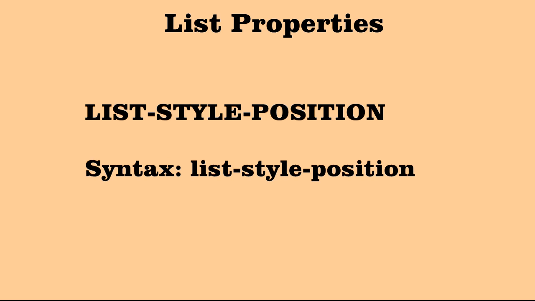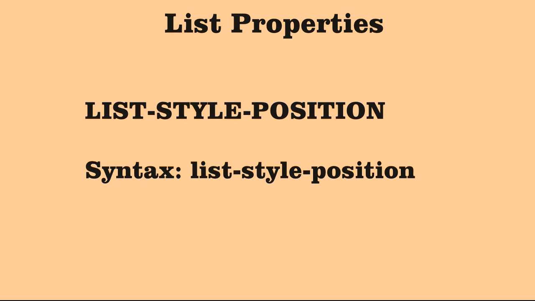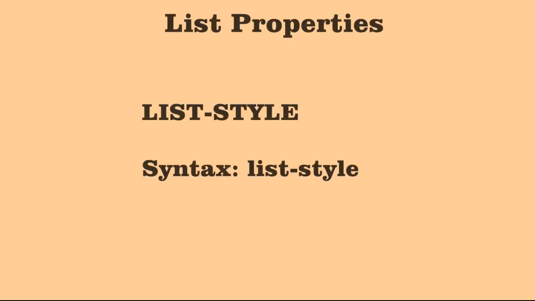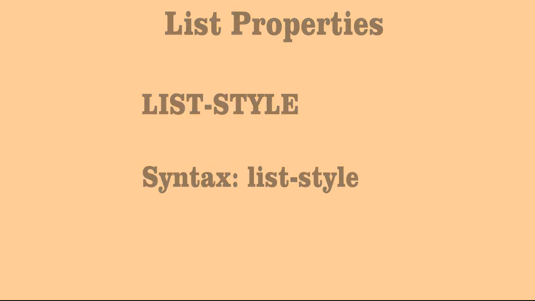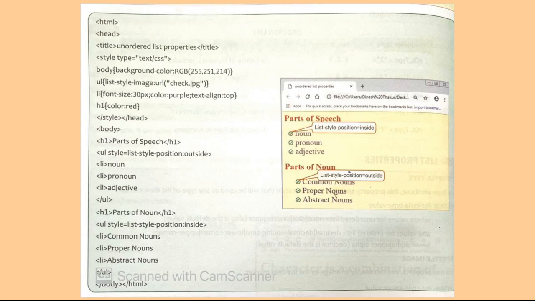Third one is list style position. You can specify the position of the list item marker with the help of this property, that is to make them appear inside or outside the content flow. And the last one is list style. This is the shorthand property wherein all the list properties can be specified in one declaration. The syntax is on your screen. You can see the example which is displayed on your screen. Just go through it.